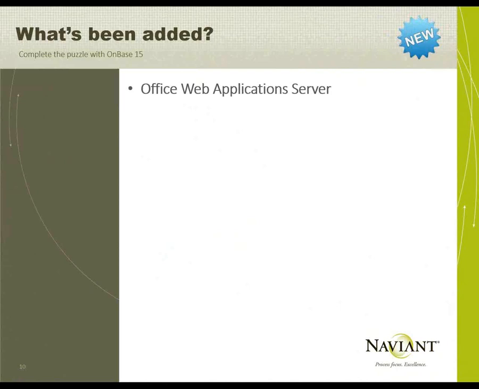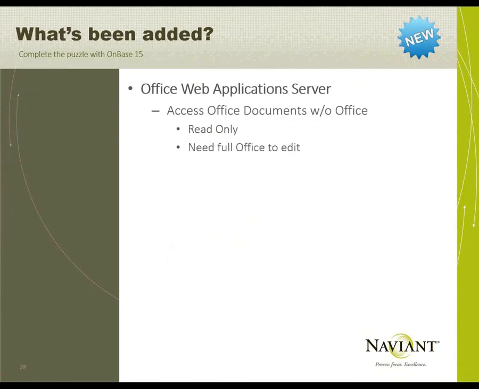So moving on, this is kind of major, the Office Web Application Server. It's a framework that Microsoft developed for helping with the cross-platform compatibility of Office documents. What it means for OnBase is you can access Office documents stored in OnBase without having Office installed. Now you get read-only access only. You'll still need a full Office install to edit the documents, but this works in the thick client, Unity client, and the web client. In 14, it was actually a feature in 14. They were kind of working on it, and it only worked in the web client. Now it is available for thick, Unity and web clients.